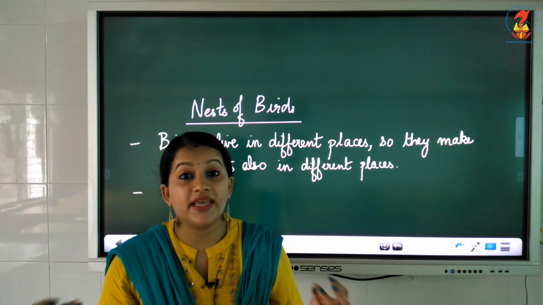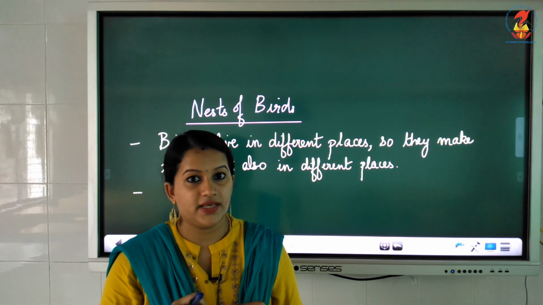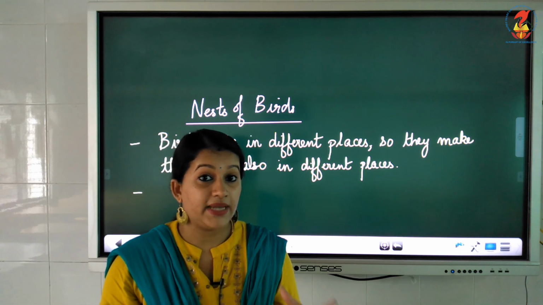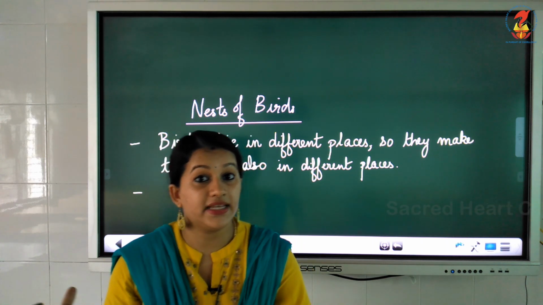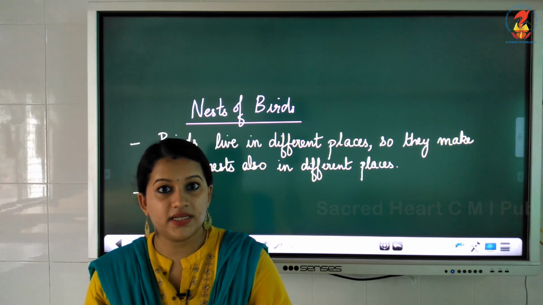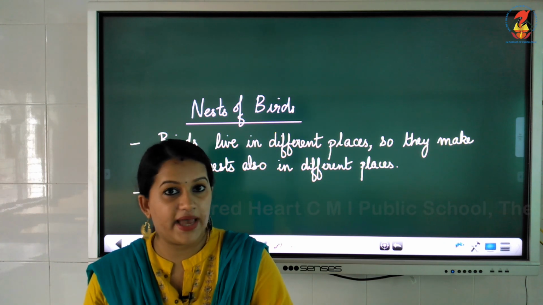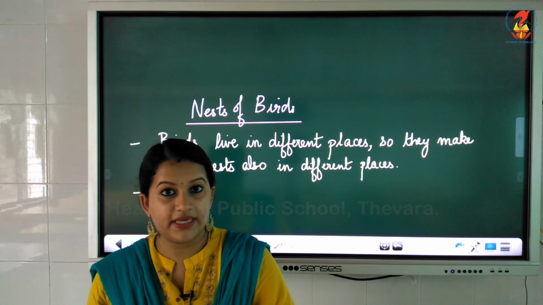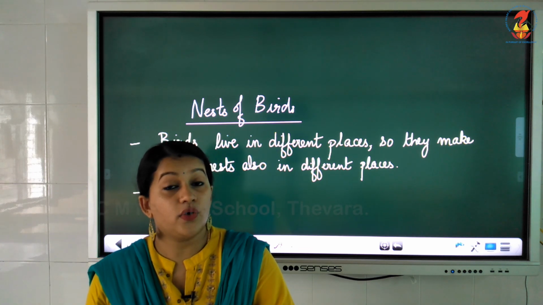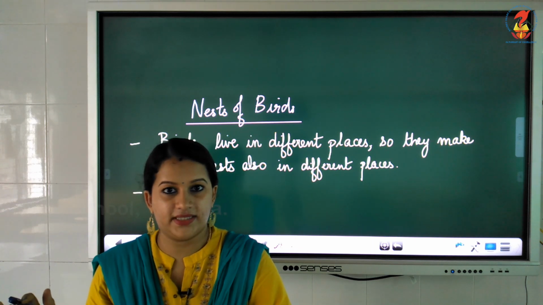Some even make their nest on the ground, some in the holes of the trees. So they make nests in different places. Some of the birds even make the nest near homes, isn't it? In the buildings you can see some birds, like the sparrow. So they live in different places, and accordingly they also make their nest in different places.